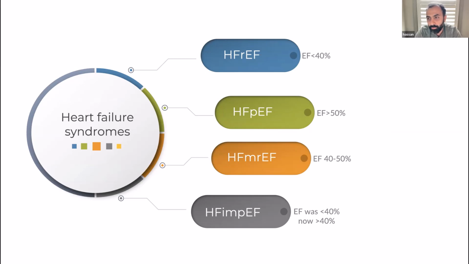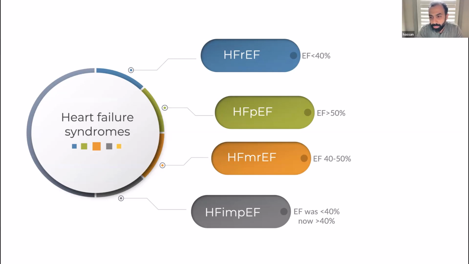It was heart failure with mildly reduced. Now it's mid-range. It's actually still MR anyway. But the reason they made this name is because there's some lack in the evidence with what we call GDMT for the heart failure with the mid-range ejection fraction. So that's why they changed the name. I will talk about it in brief as well, how to treat and what evidence we have. And last, of course, is improved ejection fraction.